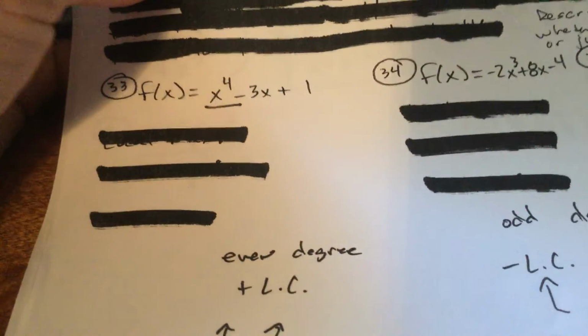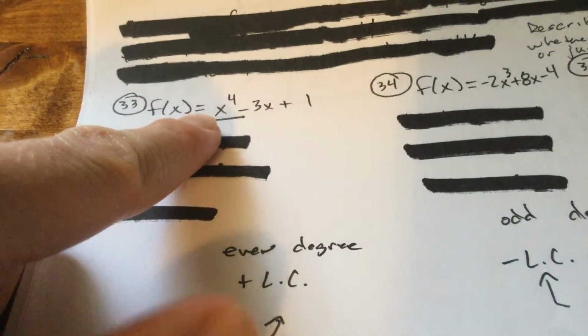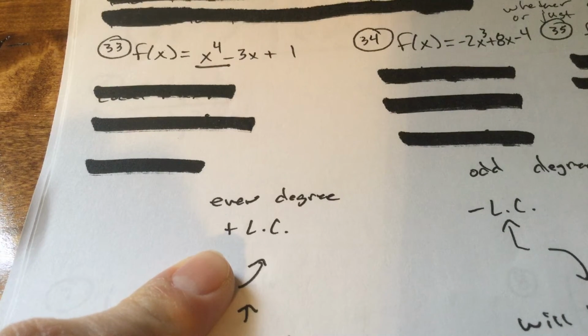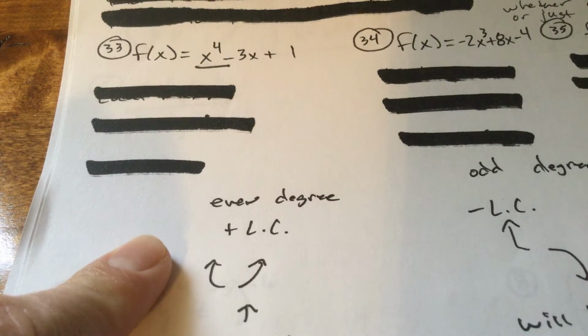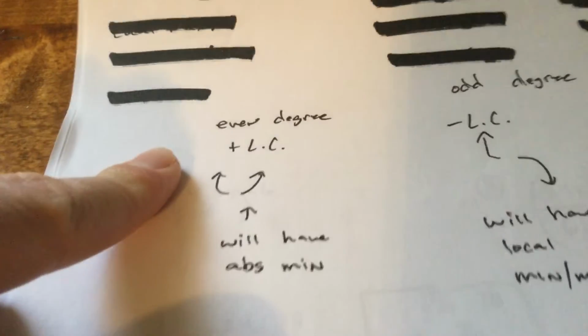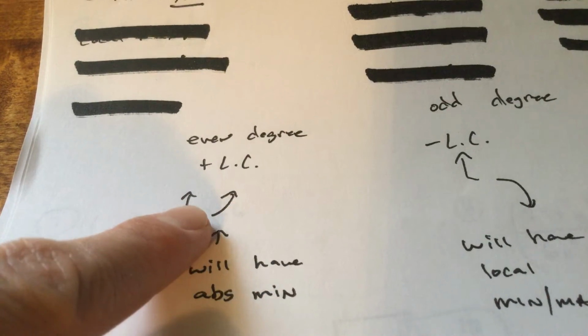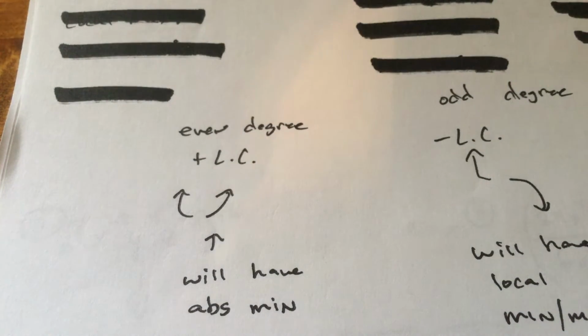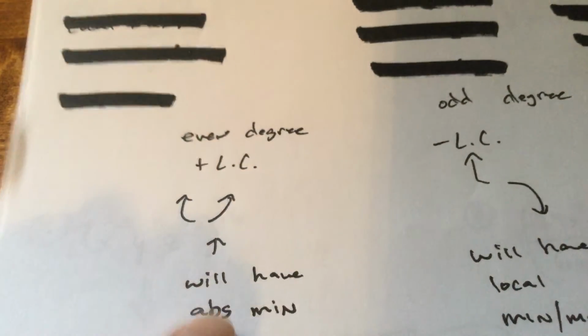So what you have to do on 33 is note that the leading coefficient is positive, so it's going to end by going up. It is an even degree. It's to the fourth, so it also goes up in that direction. Because it goes up forever in both directions, it definitely does not have an absolute max. It will have an absolute minimum, though.